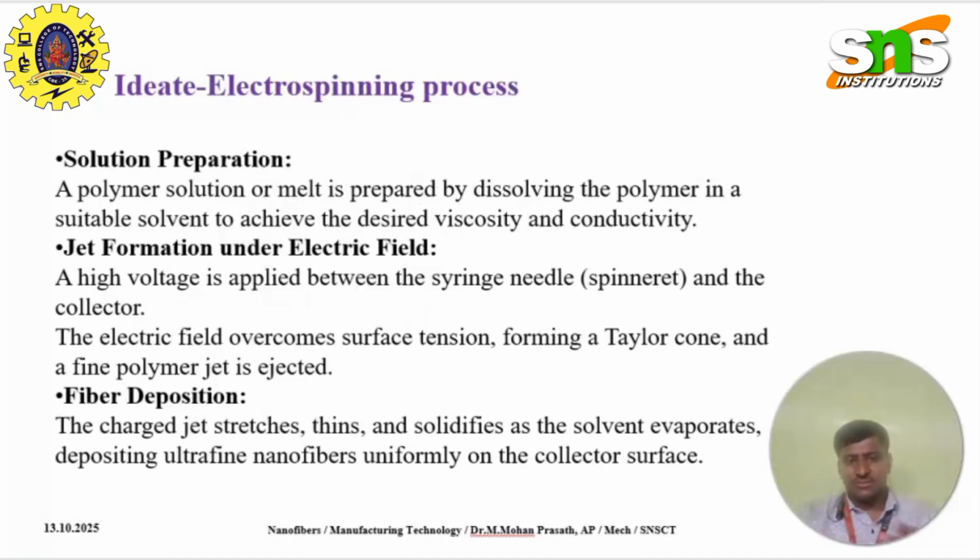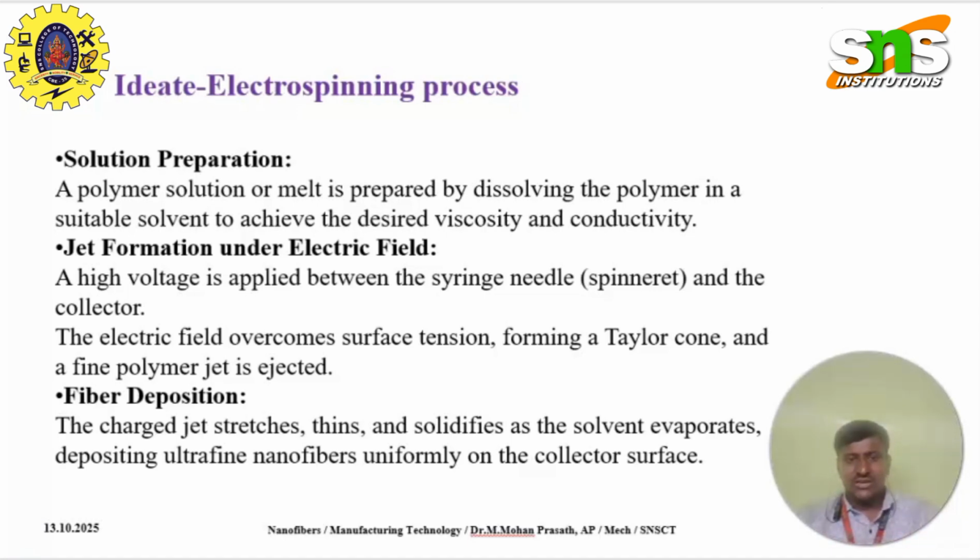Next, we will discuss the electrospinning technique. The electrospinning technique is similar to melt processing. In melt processing, hot flowing air is used to convert the polymer into nanofibers. Here, in the electrospinning process, a high voltage is applied to the polymer melt, which converts it into nanofibers. The steps involved in the electrospinning process are, first, solution preparation. Initially, the polymer is in solid form. It is converted into a solution with the help of an organic solvent.